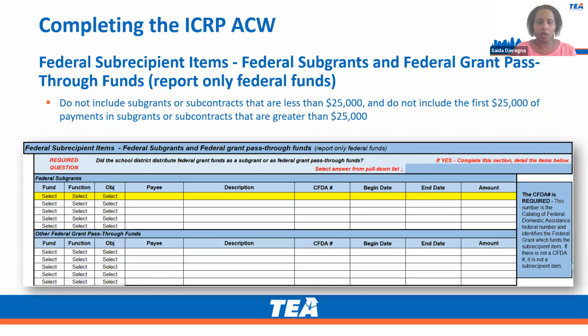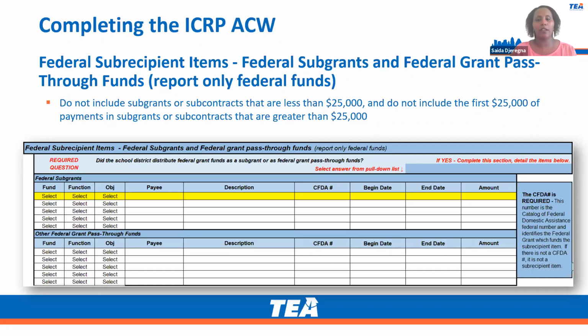Here again, there is a little question and you need to answer yes or no to the question. Did the school district distribute federal grant funds as a subgrant or as a federal grant pass-through funds? If your answer is no, then you proceed to the next section as no further data entry is required. Most districts will answer no to this question. If the answer is yes, complete the section by providing the requested details on the subrecipient items.